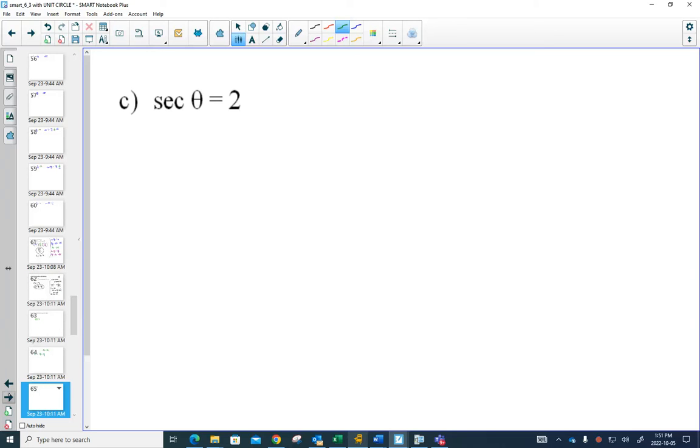If you get a question that's secant, cosecant, or cotangent, the first thing you can do is change it. The angle doesn't change, but if secant is 2 over 1, then cos is going to be 1 over 2. Do we ever have the x coordinate to be 1 over 2? What family is that? That's your pi over 3 family.